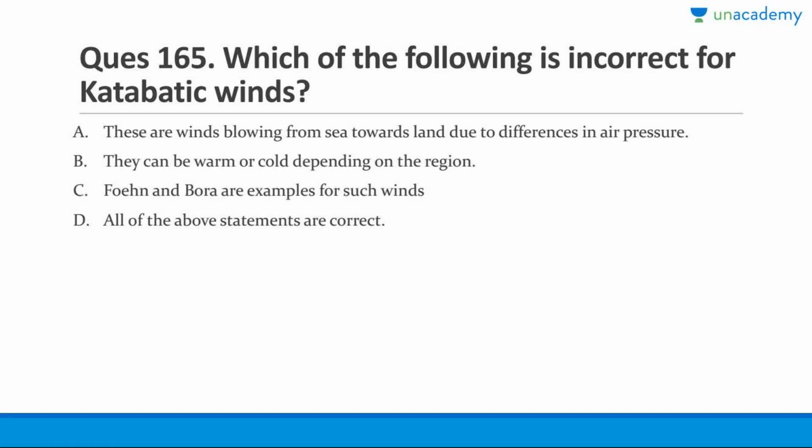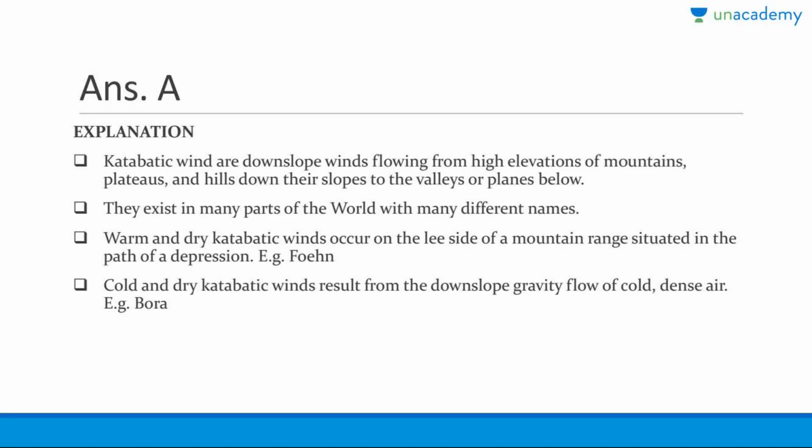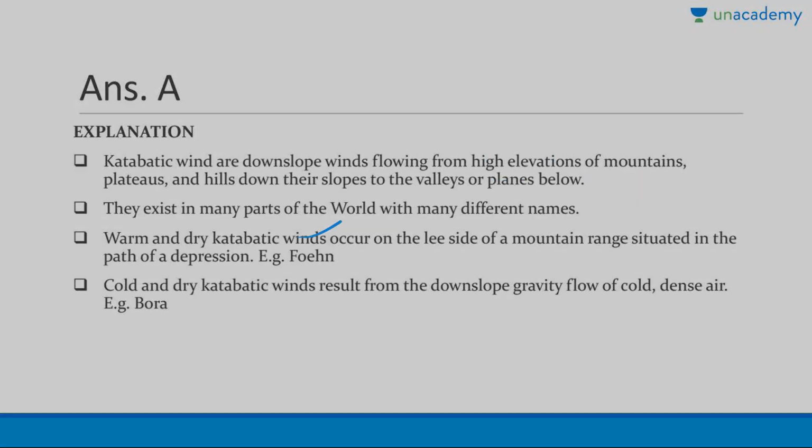Question 165. Which of the following is incorrect for katabatic winds? These are winds blowing from sea towards land due to difference in air pressure. No, they are downslope winds. So this statement is incorrect. Answer is A. Katabatic winds are downslope winds flowing from high elevation of mountains, plateaus and hills down their slopes to the valleys or plains below. Okay, they exist in various parts like Foehn, Bora, etc.